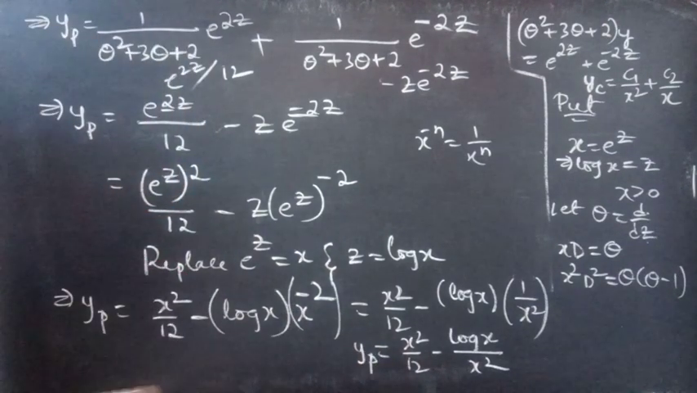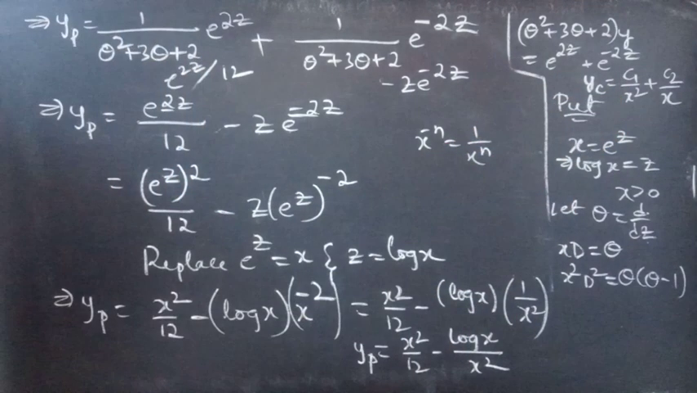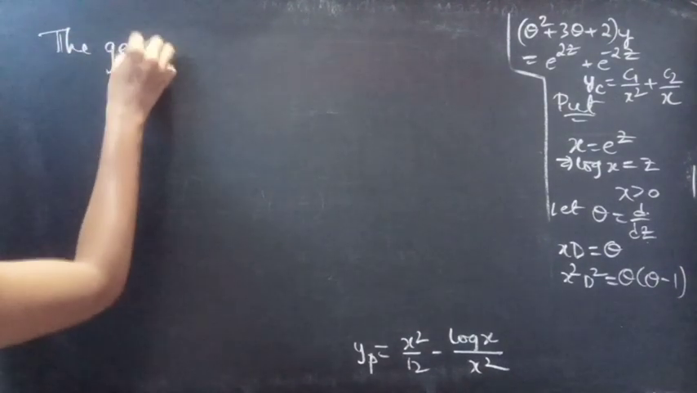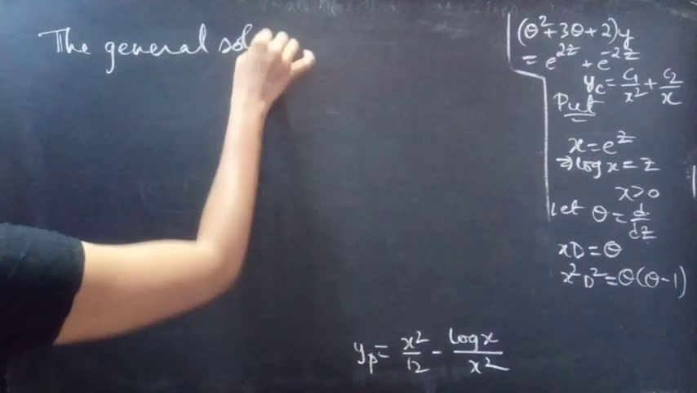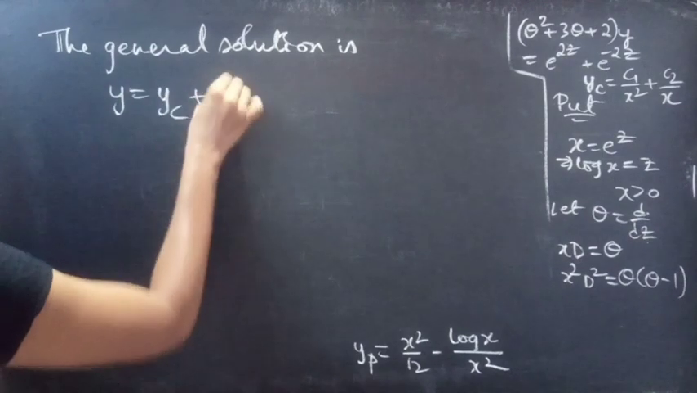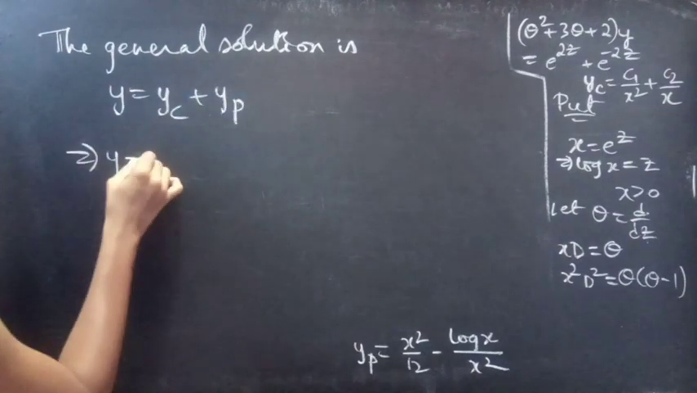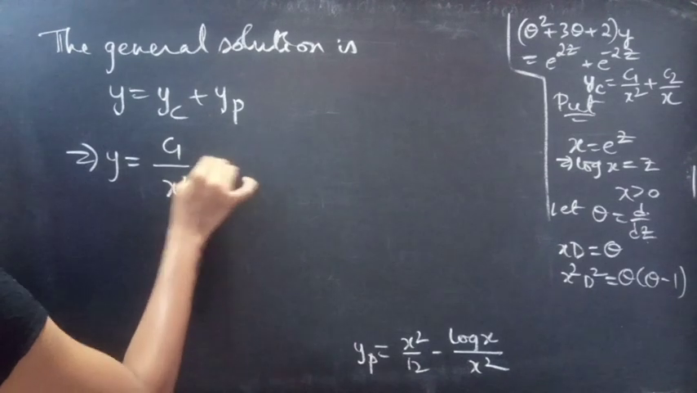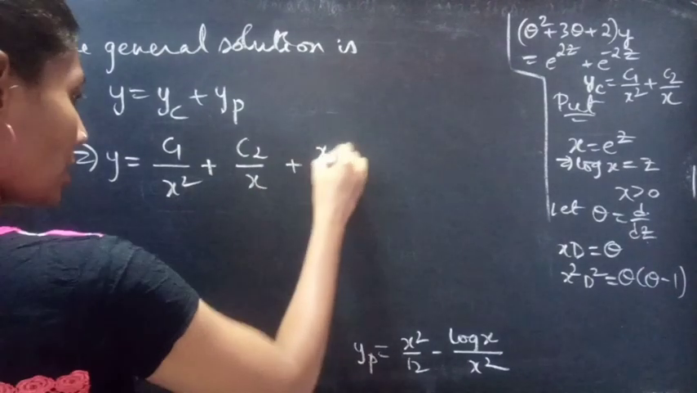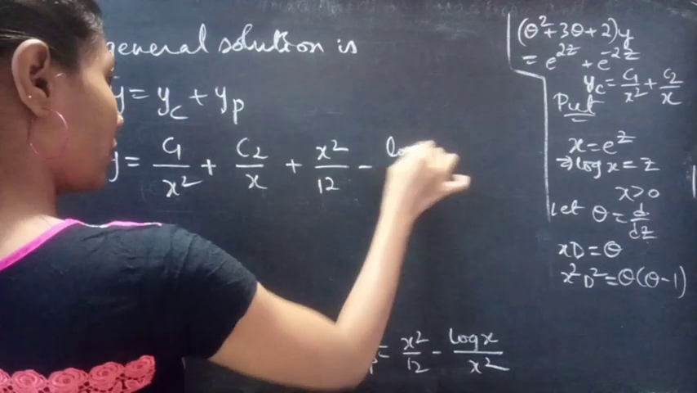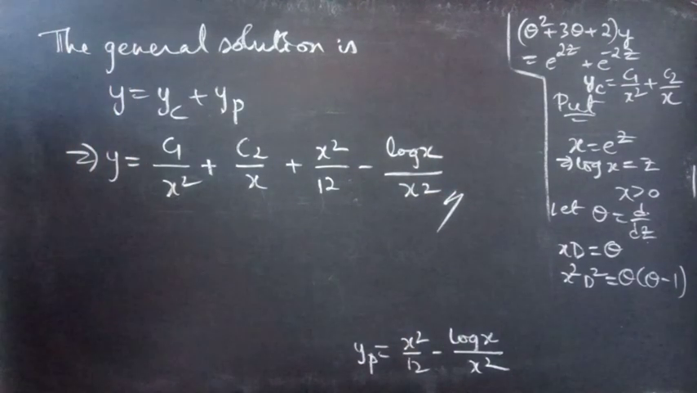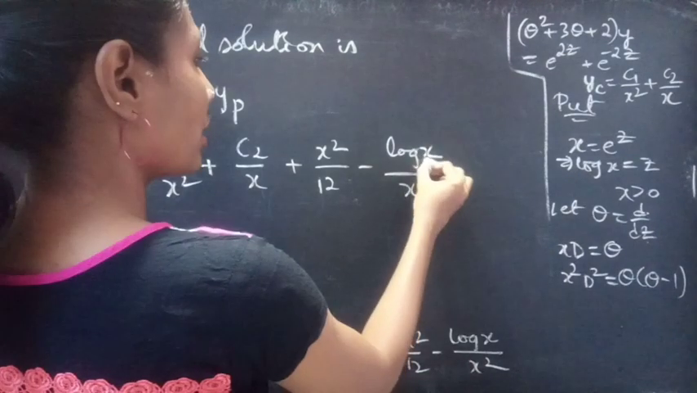So we got yp and yc. Let's write the general solution. The general solution is given by y equals yc plus yp. Then y equals, for yc, we have c1 by x square plus c2 by x, and yp is x square by 12 minus log x by x square. This completes the problem. Here you can write log x as log x to the base e.